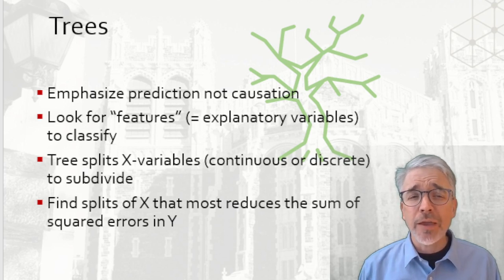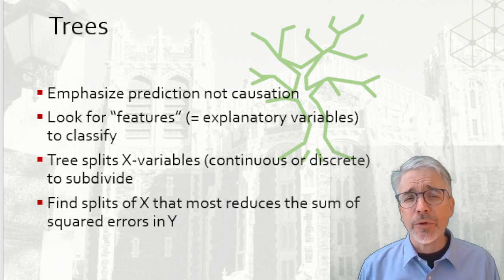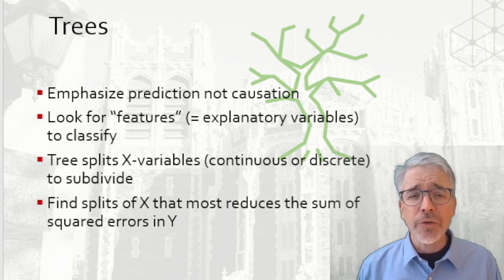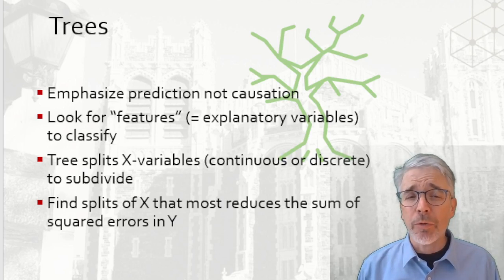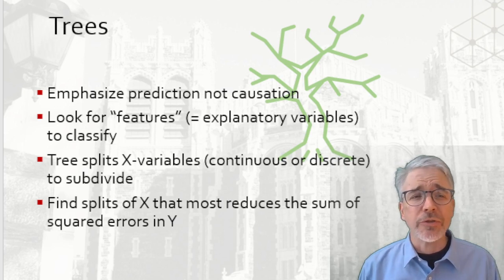The X variables can be continuous or discrete. For instance, does the person have a college degree? That's discrete. But also, how old are they? Where the model can pick one or more breakpoints for the age. Each of these explanatory variables, the set of X, is called a feature. That's just the terminology that's used.